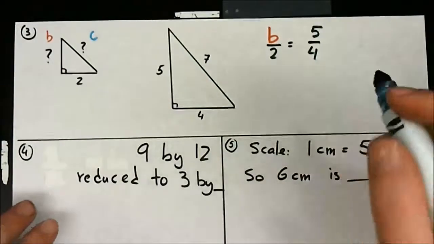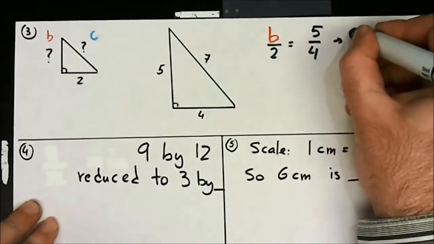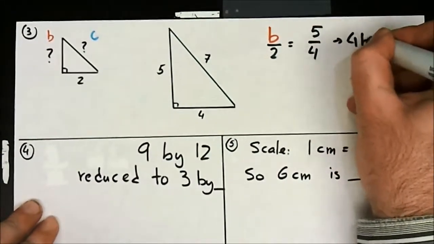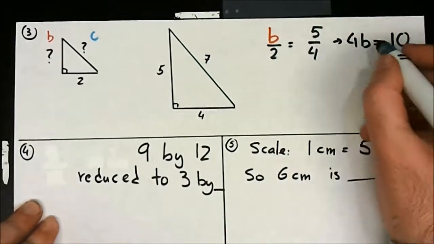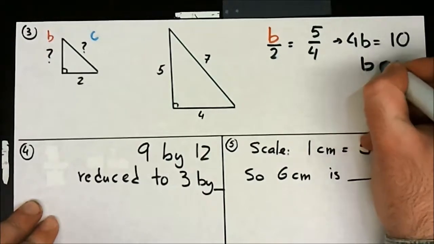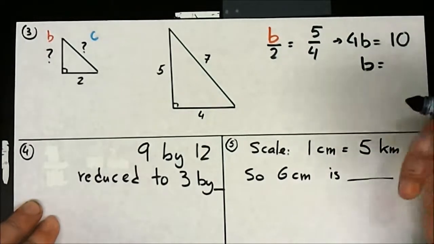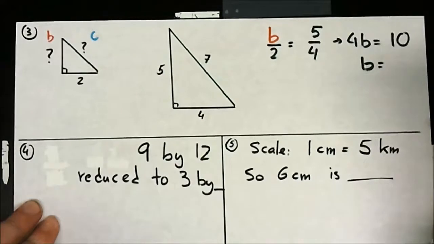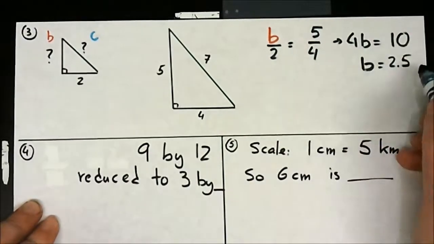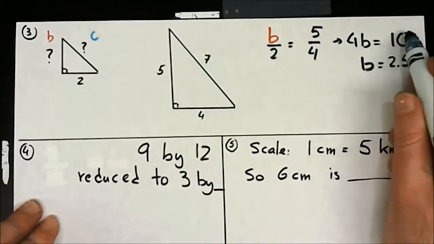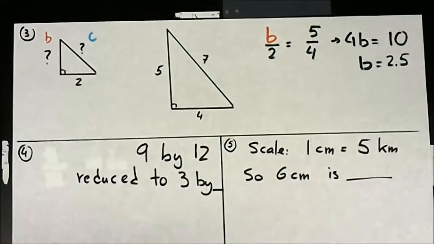So it's going to be 4b, 4 times b, equals to 2 times 5, which is 10. Then we divide both sides by 4, and we're not going to go too much into this, but if you were to do it, what would you get? 2.5. And again, you can do long division, but 2.5 fits into 10 4 times. Alright, so now we found B. Now we're looking for C.